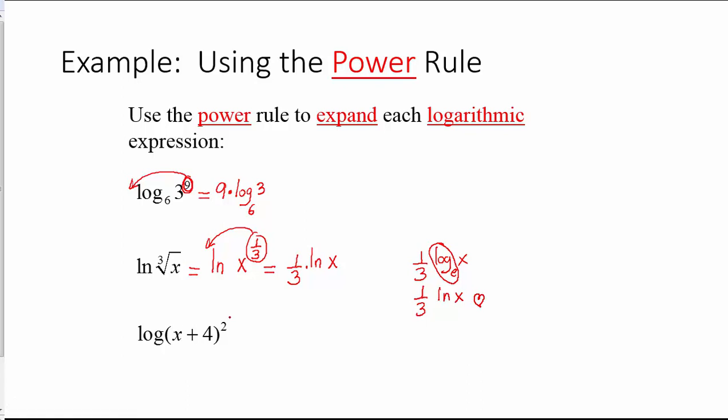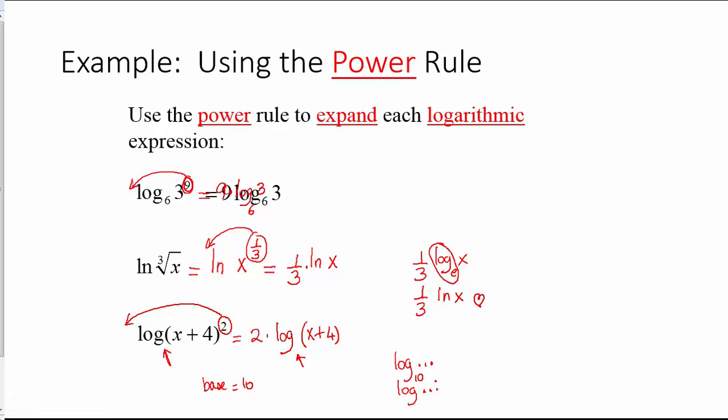Okay, what about if you had log of the quantity x plus 4 squared? Then the 2 would jump in front, so it's 2 times log of x plus 4. Notice we don't mention a base here or there because the base here is 10. And we know that log base 10 of something is just written as log of the thing. We don't emphasize the base 10.